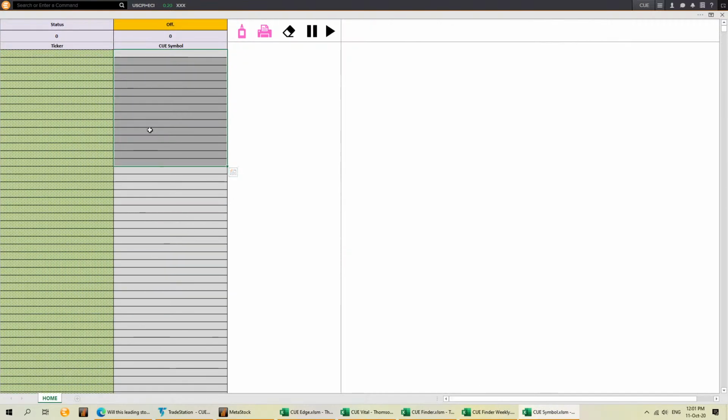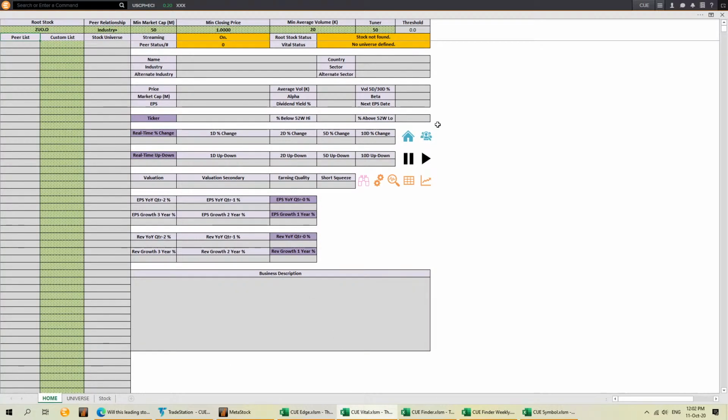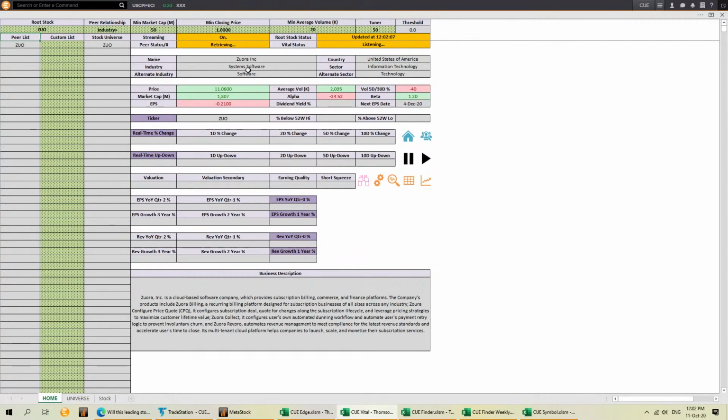No, why don't I use Q symbol to find the symbol? ZUO. Play. Also ZUO, not .o. So go back to Vital. System software.